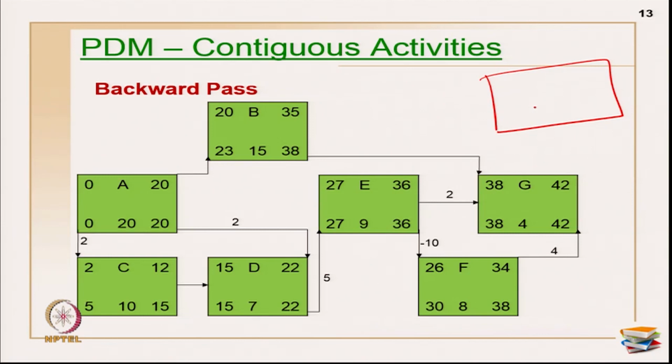Now, backward pass. Same logic here also. I have here the activity, this is duration, this is early start, early finish, which I have done for my forward pass. Late start and late finish I am going to do for my backward pass. I know that I stopped at G, so I am going to start from here. This is now 42. 42 minus 4 is 38, so this is 38. 38 minus 8 is 30 here. Then 38 minus 2, this is 36, and 30 minus of minus 10 is 40 actually.